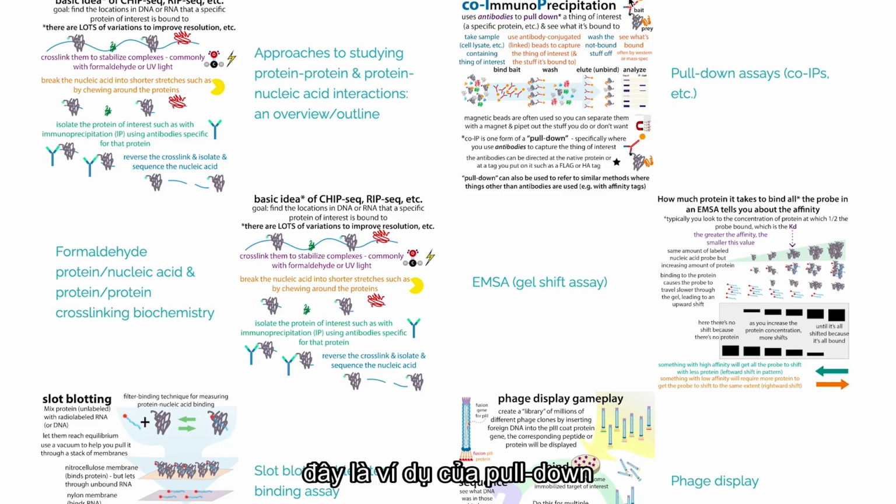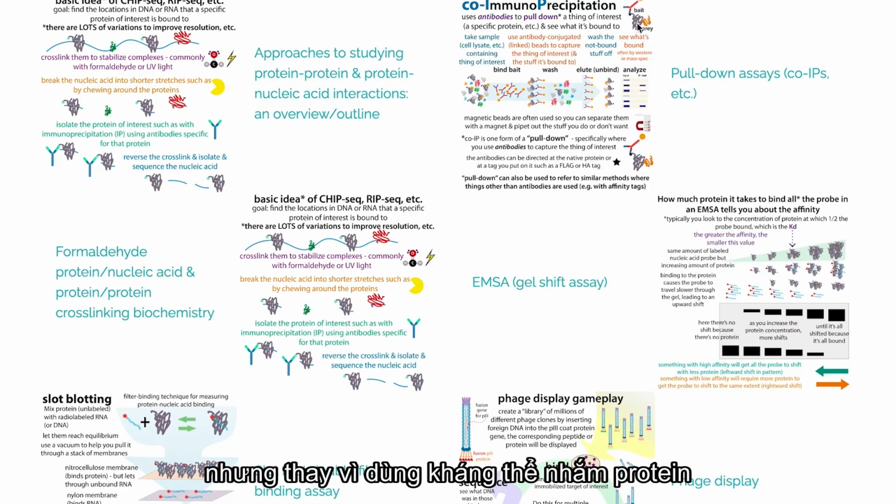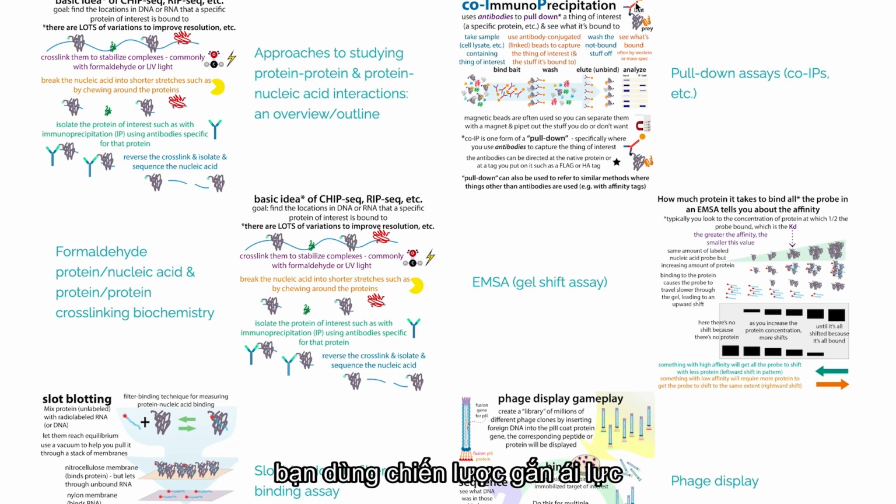This is an example of a pull down. There are different types of pull down where basically it's the same sort of strategy, but instead of using an antibody to target a protein, you're using some sort of affinity tag strategy like GST and glutathione, or you can use biotin and streptavidin. Same sort of idea, except you're not using an antibody. But you're capturing one molecule, seeing what it's bound to, washing off what it's not bound to, and then looking to see what the molecule was bound to.